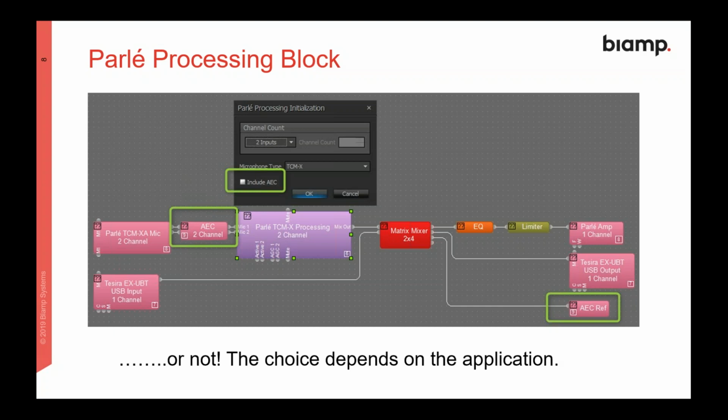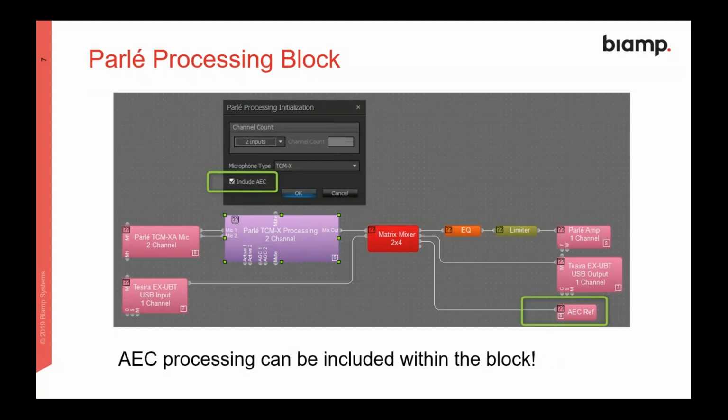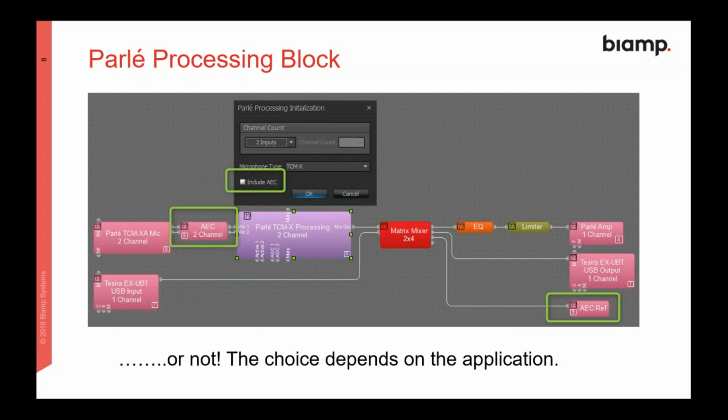In that case, you need to make sure that you go in and configure that block correctly and make sure that it's set up for the beam tracking microphones. And there's actually a check box that you can check when you drop in an AEC input. But you have the AEC input block and the reference separately. If you just drop the Parle processing block in with that box checked, it will give you just the AEC reference block. So again, we're making it simpler by doing this.